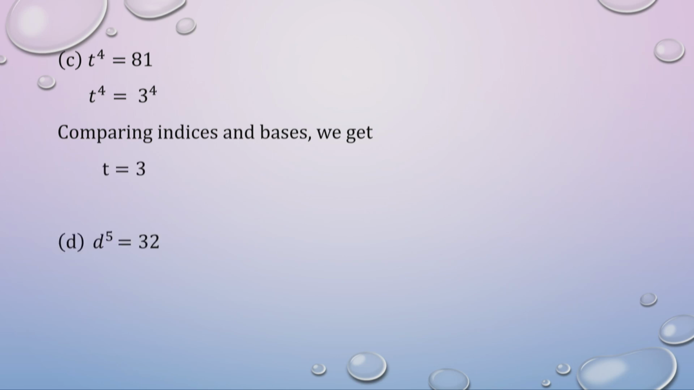Part D, d power 5 equal to 32. So how can you rewrite 32? 32 can be written as 2 to the power of 5. So comparing the bases and the indices, we get d equal to 2.